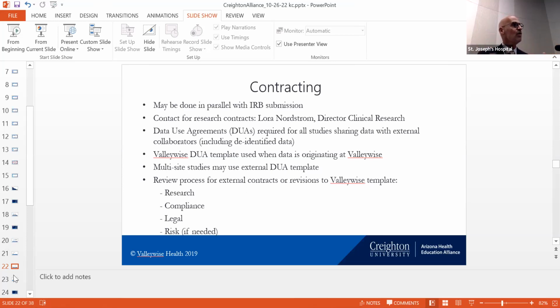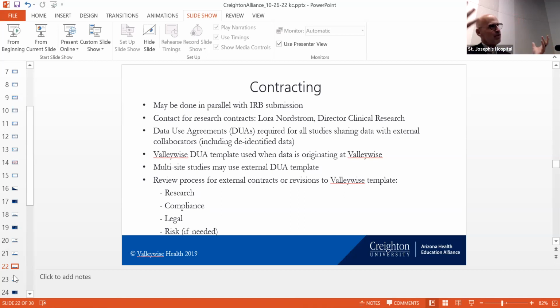But there's also contracting, scientific review, feasibility, lots of other things that are done that we conceptually lump in with IRB review. All of those other things have to be done and approved as well. And if you're going to be sharing data, say you want to do a project that involves data from Valleywise and from Dignity, you want to merge the data together, there will need to be a data use agreement for your project. That's all part of the approval that needs to be done.